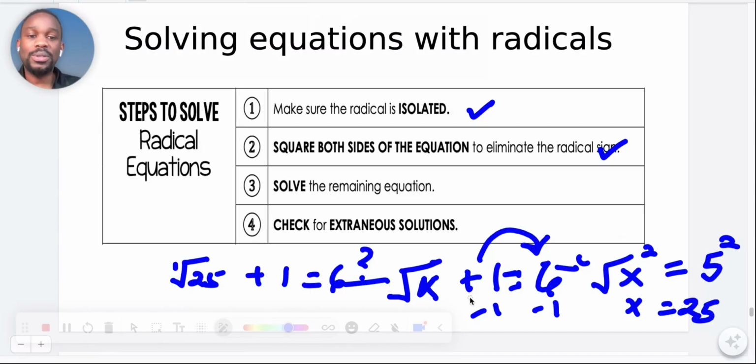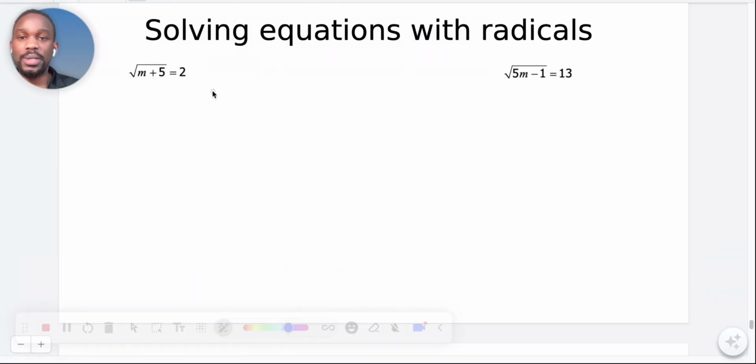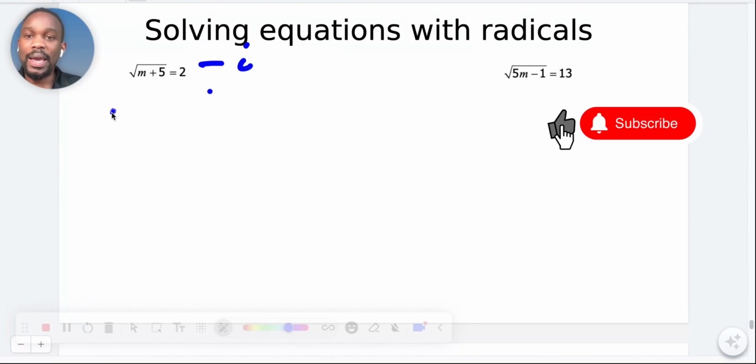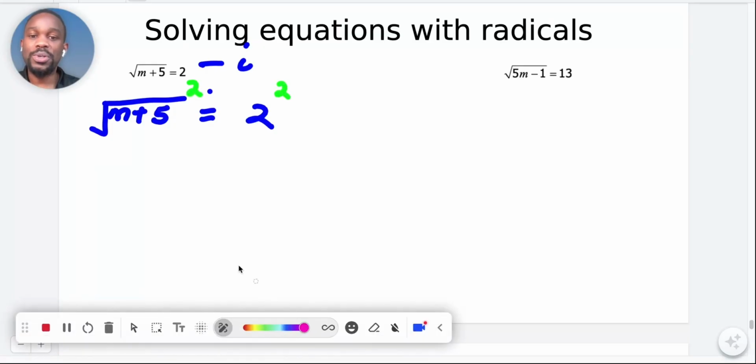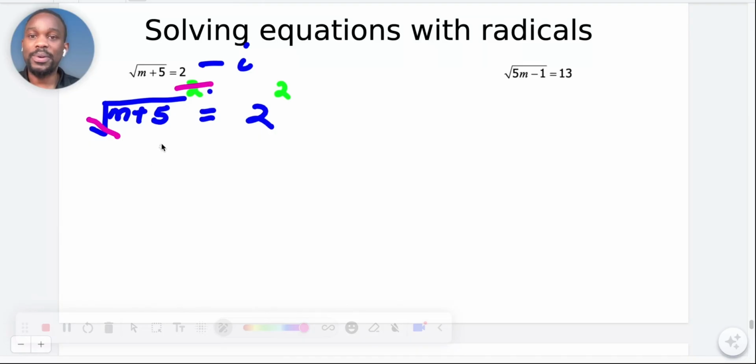Okay, so let's apply all this knowledge in examples. I'm going to call this example 1. So the first step is telling us to isolate the radical. So this radical is already isolated. So the first step is already done. And now they're telling us to square both sides of the equation. So we have the root of m plus 5 is equal to 2. So if I square both sides of the equation, I'll square this and square this. Now, this root here would cancel with this square, right? Because these are opposite operations, so they cancel out. And then I'll be left with m plus 5 is equal to 2 squared, which is 4.